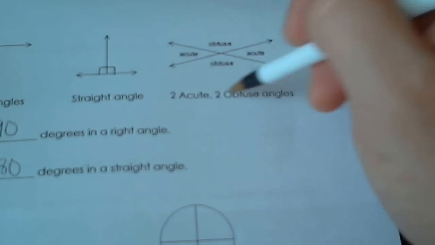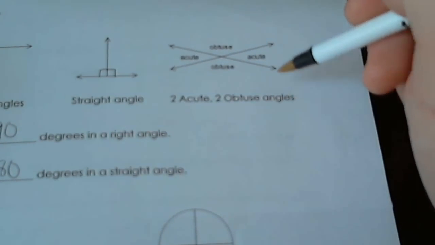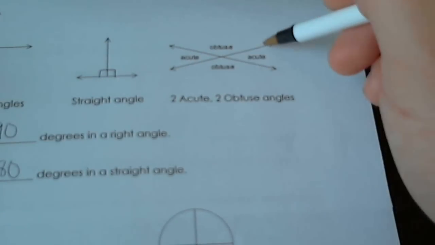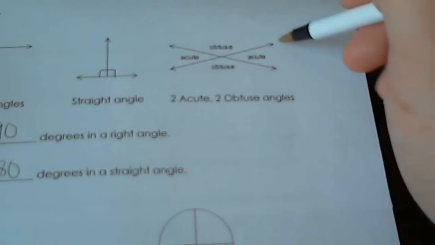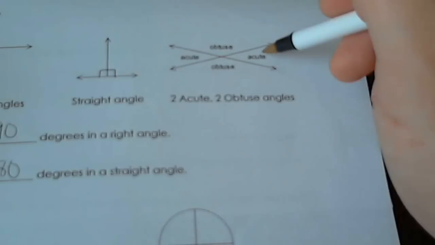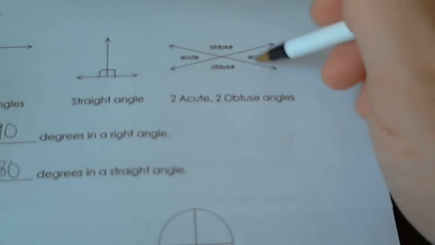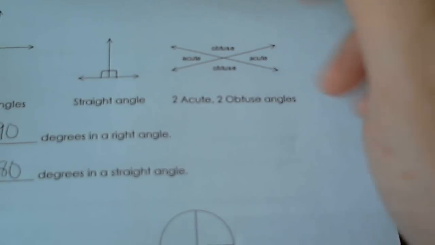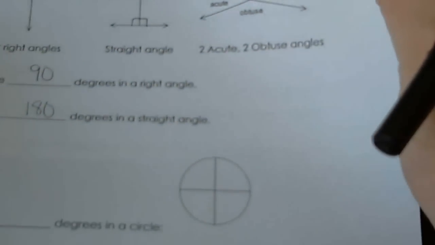The final situation we could have is 2 acute and 2 obtuse angles. Obtuse angles are greater than 90 degrees. It's very easy to see that that angle is larger than 90 degrees. And acute is smaller than 90 degrees. It's very easy to see these angles are smaller than 90 degrees.